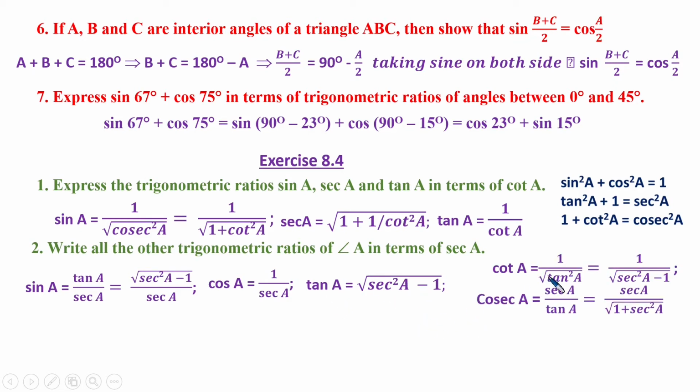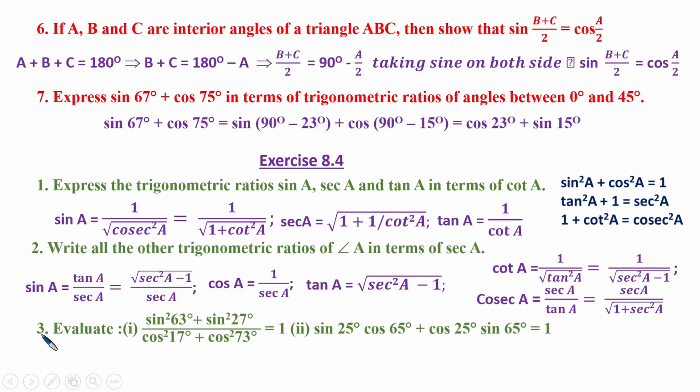And cot a you can also do from here, from tan. Cot a is 1 by tan a, or I can write it in terms of tan square a, and tan square a is sec square a minus 1. And cosec is sec a by tan a. So sec a is there already, and tan a is the square root of sec square a minus 1. So you use these identities and show it.